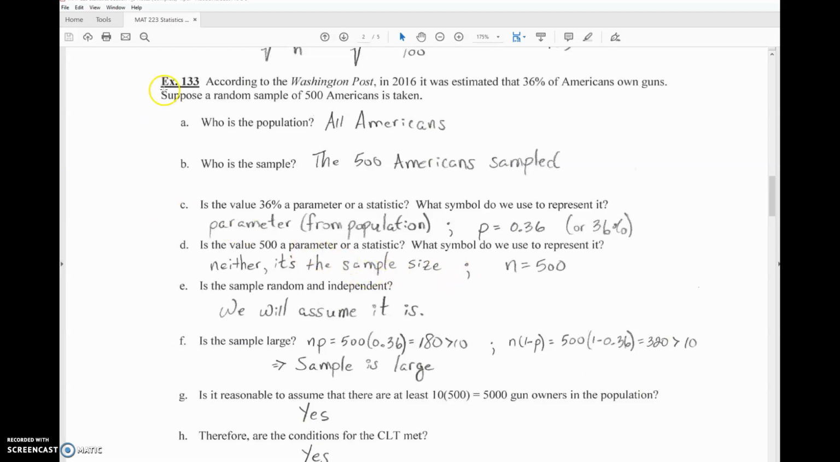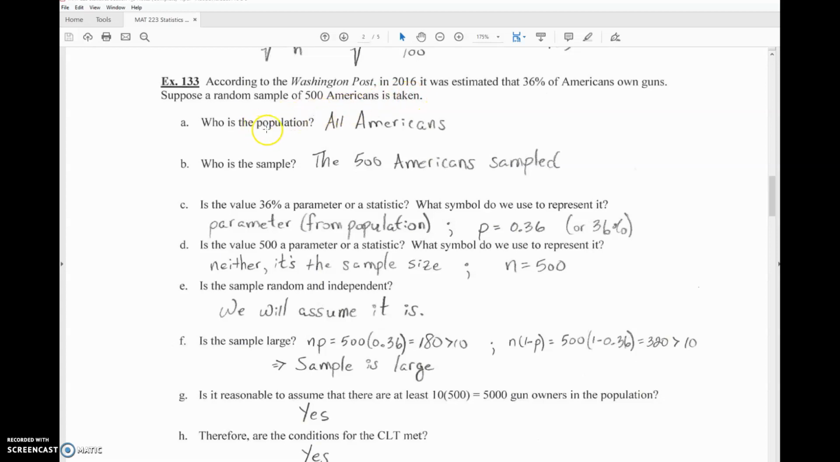Okay, so we're starting here with example 133, and I'm going to demonstrate to you using the central limit theorem for sample proportions. According to the Washington Post, in 2016, it was estimated that 36% of Americans own guns. Suppose a random sample of 500 Americans is taken.